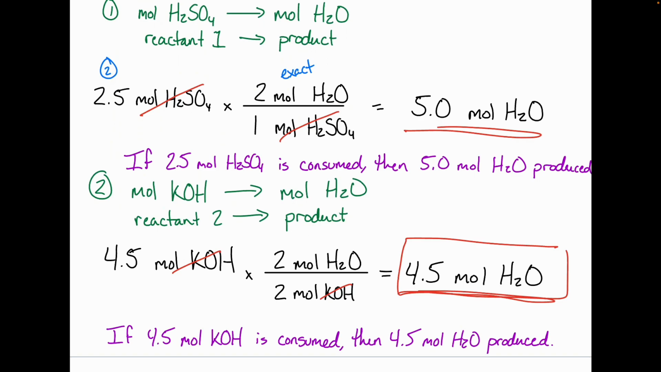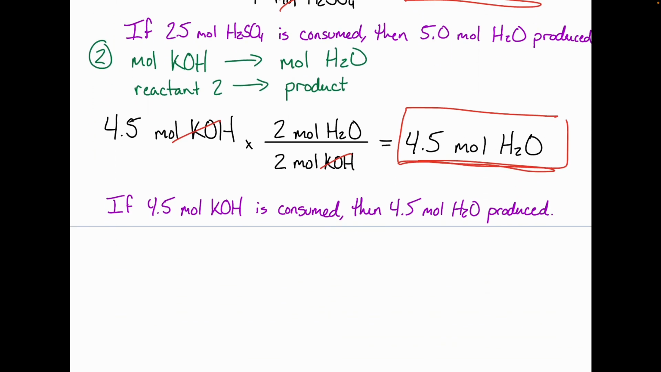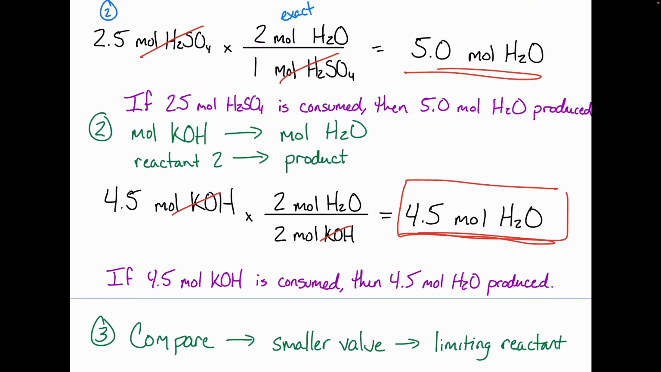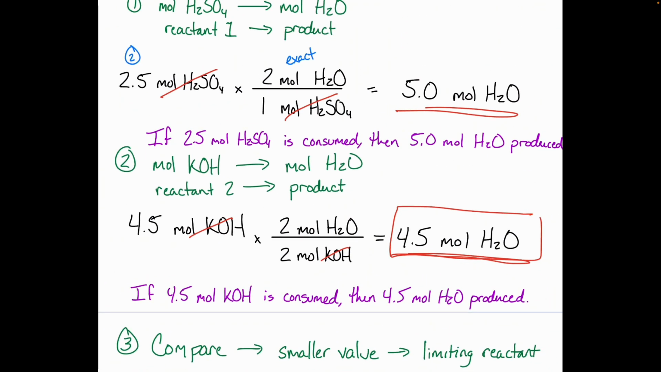So we're going to compare these two values here. We do these two calculations, and step 3 is to compare and take whatever the smaller value is. That tells me what my limiting reactant is. So I look at these two numbers here. I'm going to compare my 4.5 moles of water to my 5.0. Whichever one of those two values is smaller tells me what my limiting reactant is.